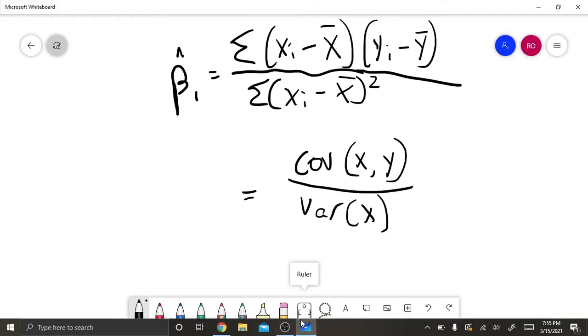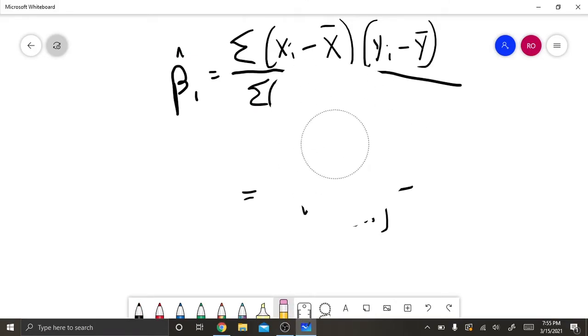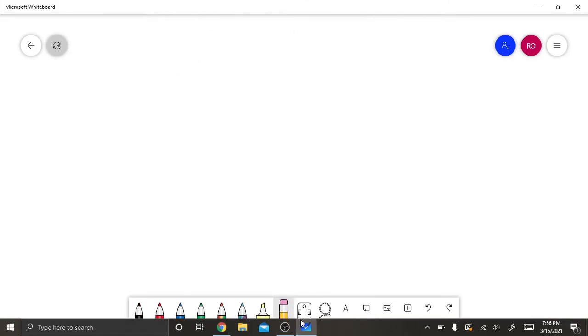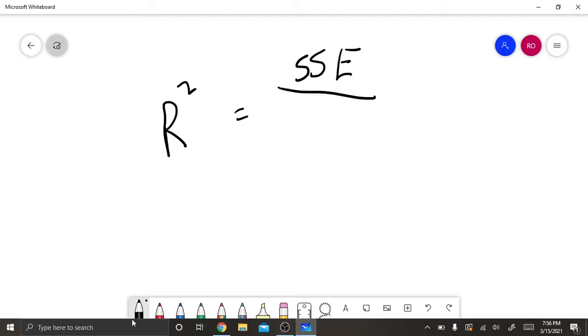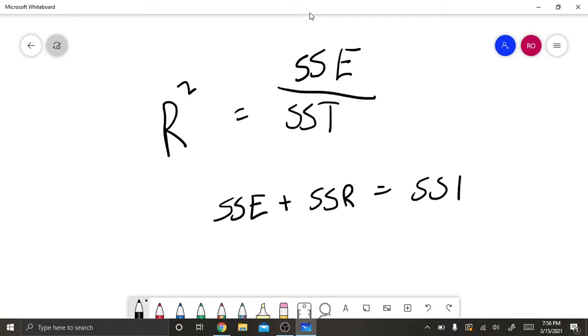This, I think, tripped up a few people. But if you remember our formula for r squared, it's equal to the explained sum of squares divided by the total sum of squares. We can also remember the identity that the explained sum of squares plus the residual sum of squares is equal to the total sum of squares.